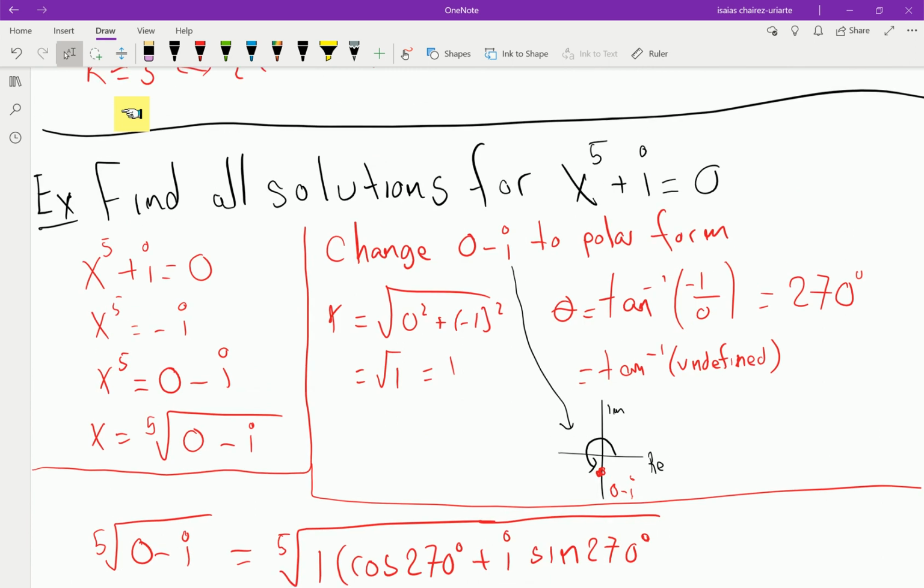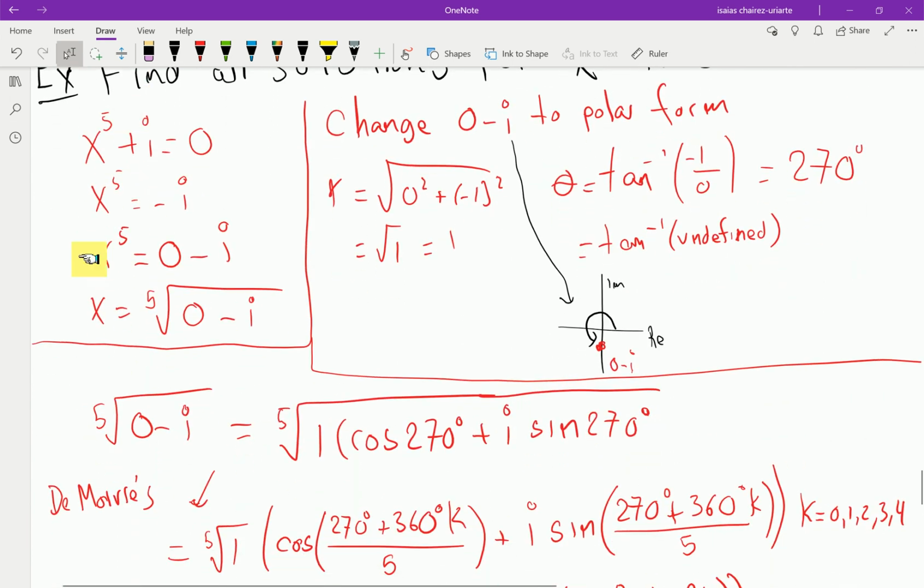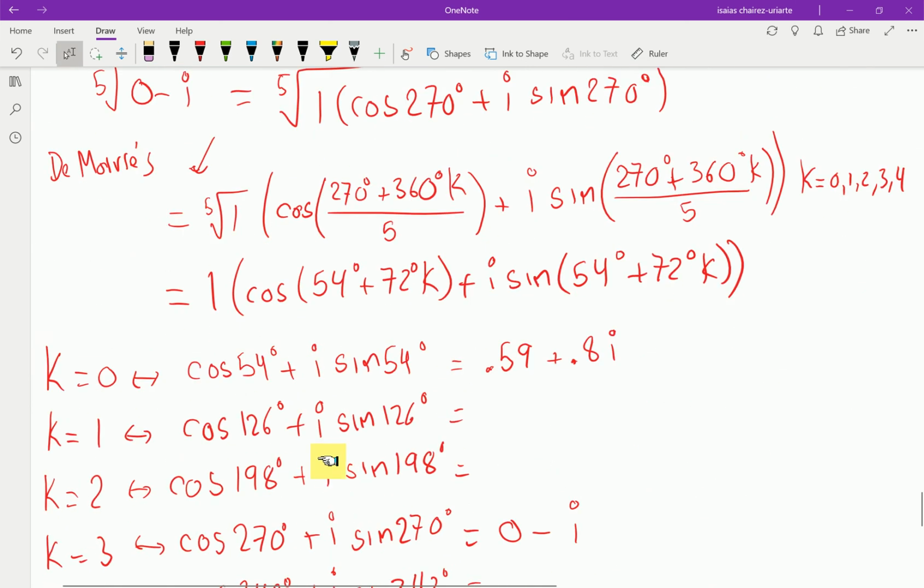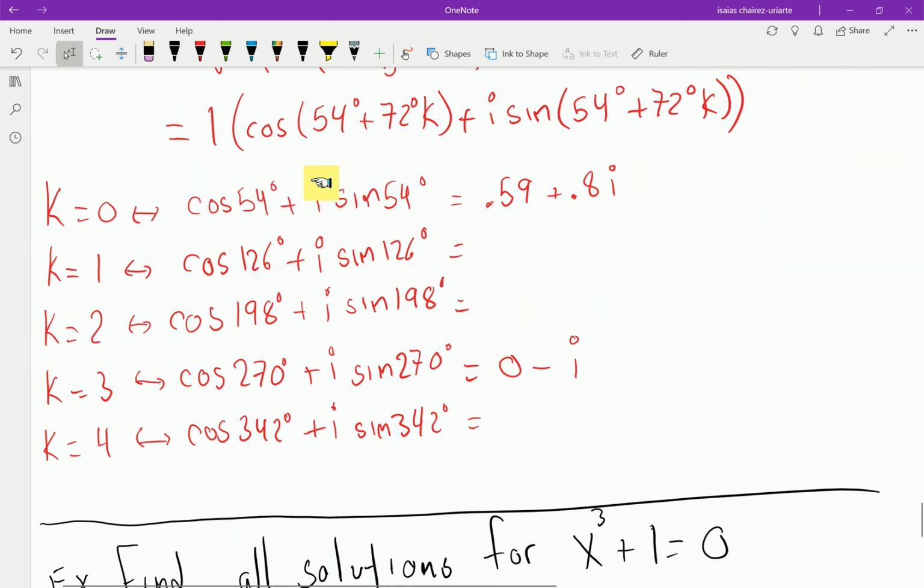Remember, our goal was to find the 5th root of 0 minus i. The first thing we did was change the 0 minus i to polar form. Once we had it in polar form, we used DeMoivre's root theorem, and we found the 5 roots. There are 5 fifth roots. Hopefully you were able to follow this procedure and you agree with the answers.